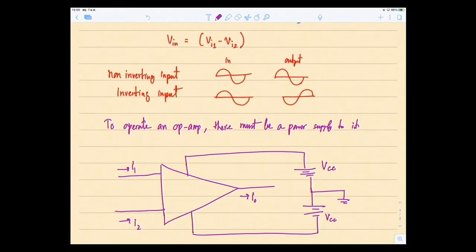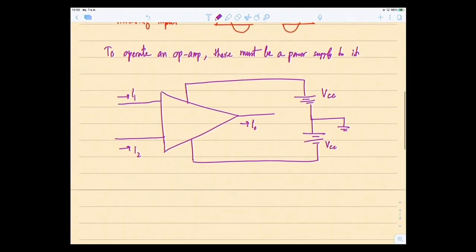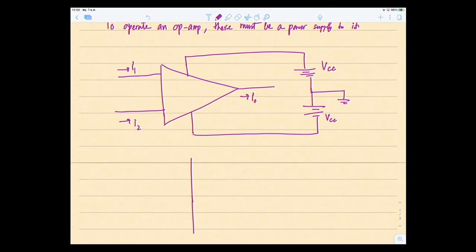The characteristic of the op-amp is like this. This is V out, and V in, as you say, acts like a voltage controlled voltage source with high gain. So V in is responsible for, along with the gain, the value of V out. The characteristic of the op-amp is that it has a linear region, where V out is equal to A times V in.